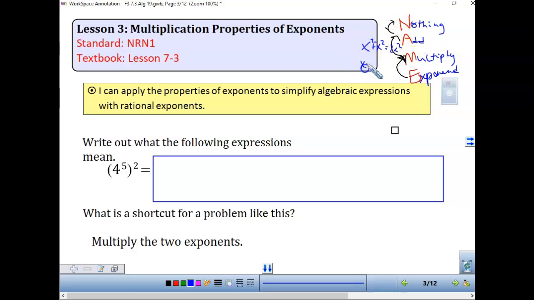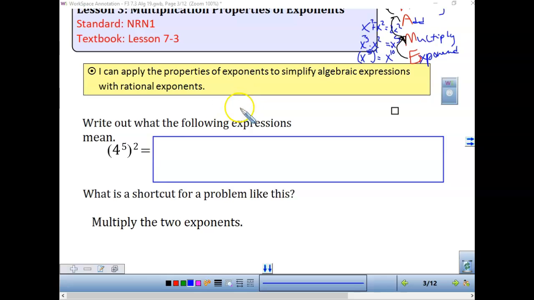When you multiply x to the third times x to the second, we are adding those exponents. That gives me x to the fifth. And if I have an exponent raised to an exponent, so x to the fifth raised to the second, that's going to be multiplying: x to the 10th. So today I can apply the properties. Again, we're going to ask you to write and show those rules as you are looking at them.